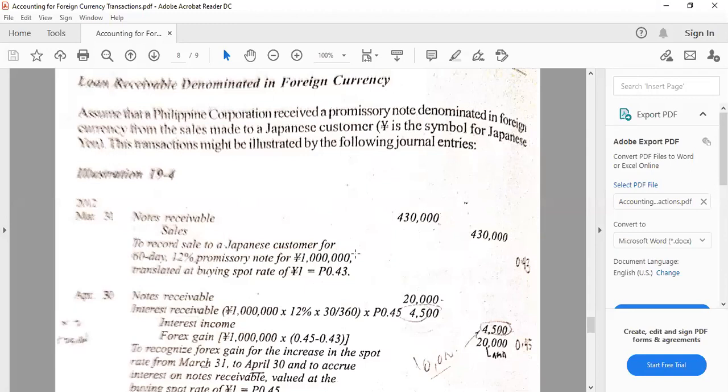So just a tangent, a question for this one, we can ask ourselves, which is the more powerful one? Is it the peso or the yen? So we might be asking about that.